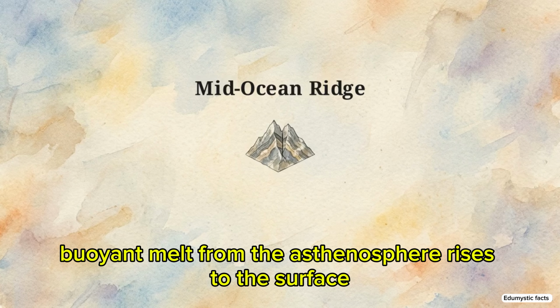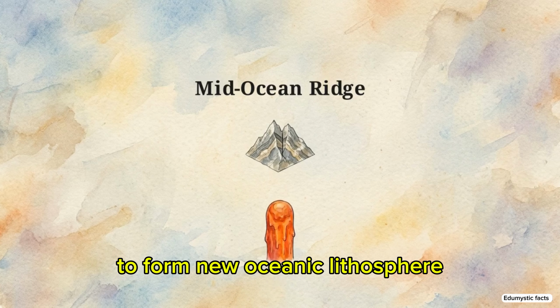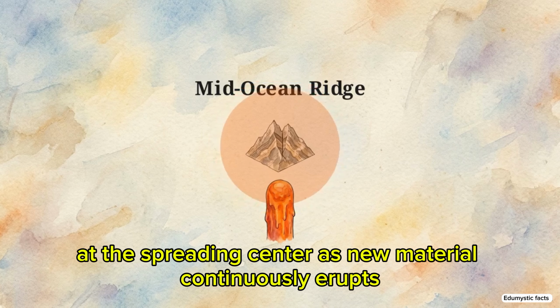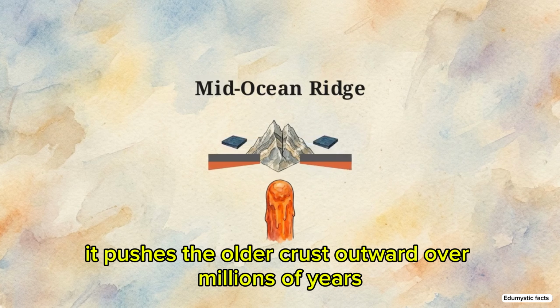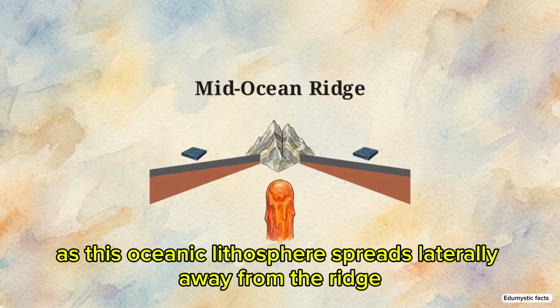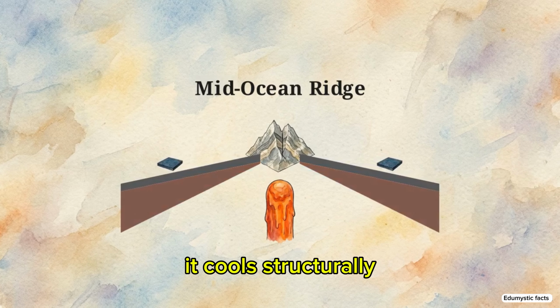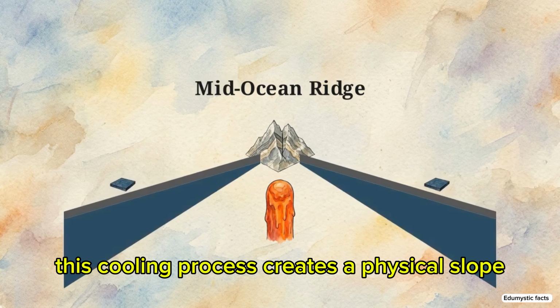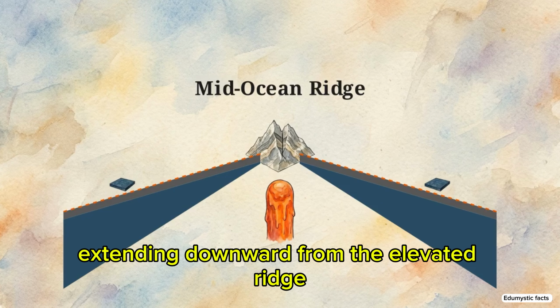The life cycle of this lateral movement begins at divergent boundaries, known as mid-ocean ridges. Here, hot, buoyant melt from the asthenosphere rises to the surface to form new oceanic lithosphere. The immense heat and buoyancy create a distinct topographic peak at the spreading center. As new material continuously erupts, it pushes the older crust outward. Over millions of years, as this oceanic lithosphere spreads laterally away from the ridge, it cools, structurally thickens, and progressively increases in density. This cooling process creates a physical slope extending downward from the elevated ridge.